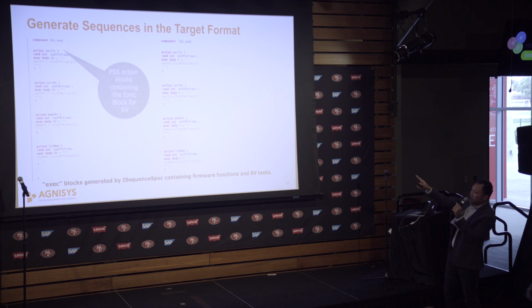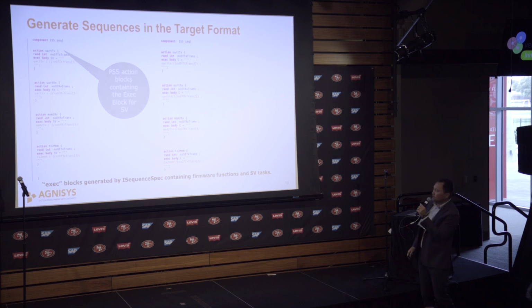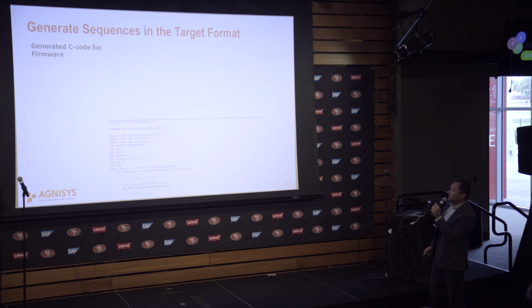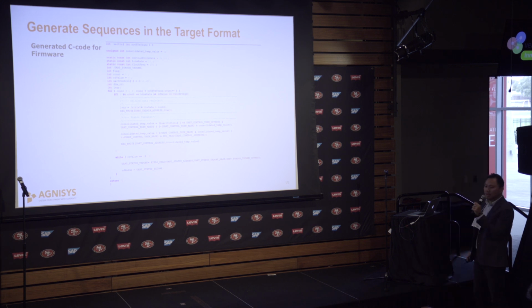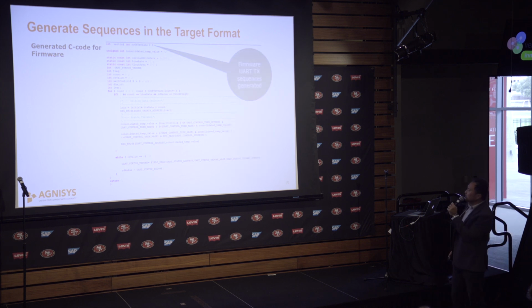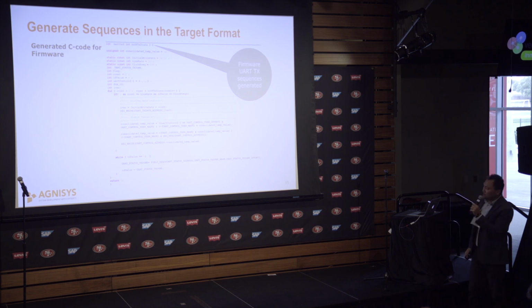So this file is actually the .pss. Okay, so you can see the component ISS sequence there, and that's the action block, and you can see the header calling that UART TX and that mustache notation there. Okay, so we generate this file. We also generate this C code. So C code is the target file format for the firmware. Okay, so you can see the generated code. This is the UART TX sequence generated. So that's auto-generated code that could be used within the PSS tool.